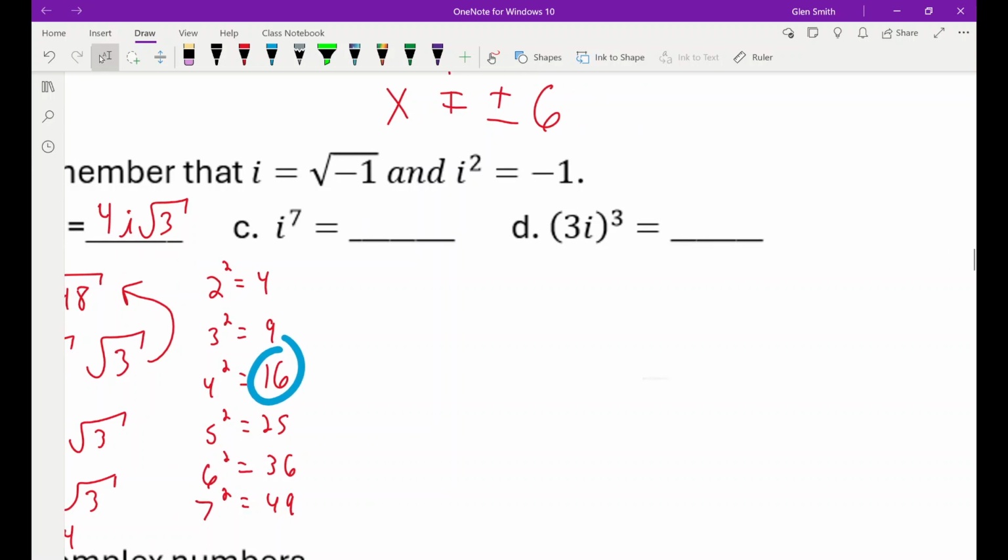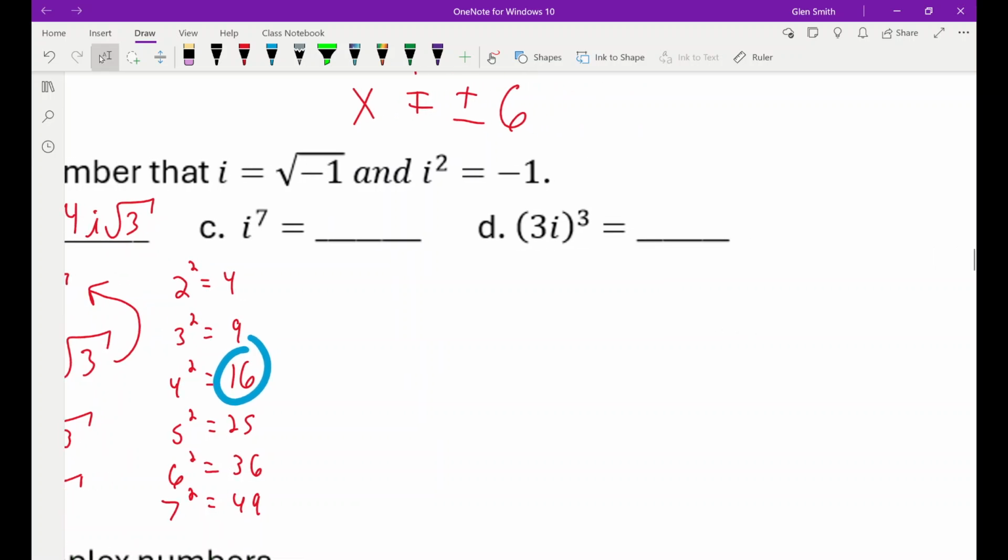Okay, so i to the 7th goes like this. You can handle this like this. This is i squared times i squared times i squared times i. That's what this is here. And the reason it's that is because 2 i's, and 2 i's, and 2 i's, and 1 i. There's really a 1 here. That makes 7 i's. All right, so that's really what's happening.